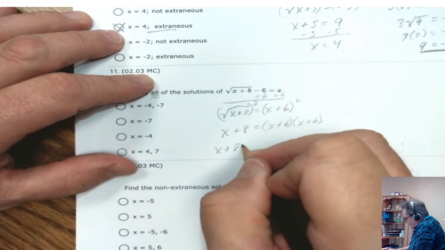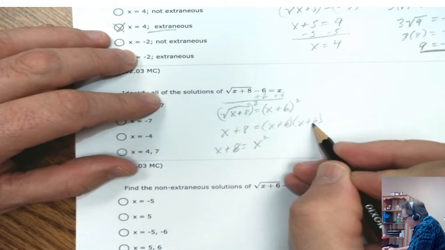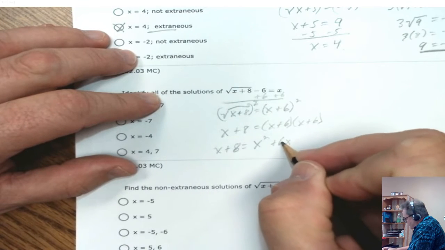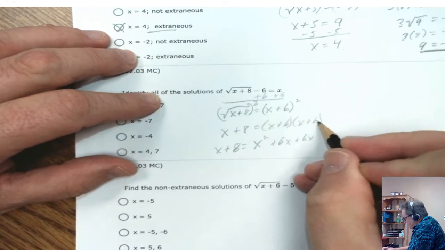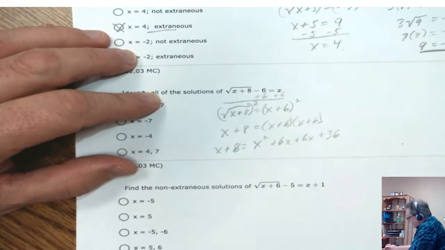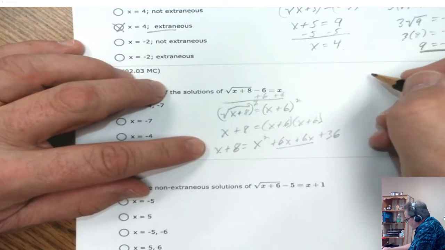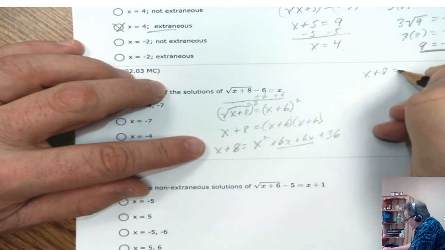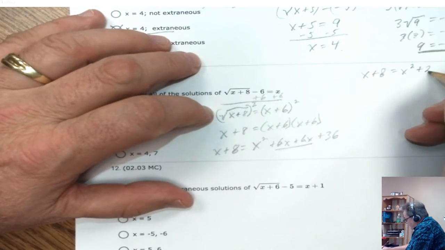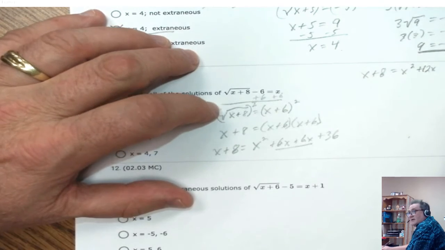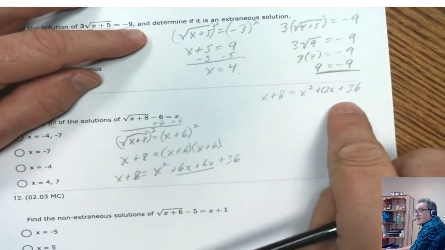Or, say x plus 8 equals x times x is x squared. X times 6 is 6x. Now we have to distribute the 6. 6 times x is 6x. 6 times 6 is 36. Okay, we can combine those. They're both x's. So let's move up here. X plus 8 equals x squared. We can combine those because they're both x's. 12x plus 36. Okay, we've simplified it to this.